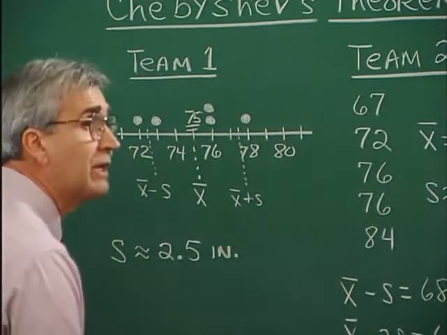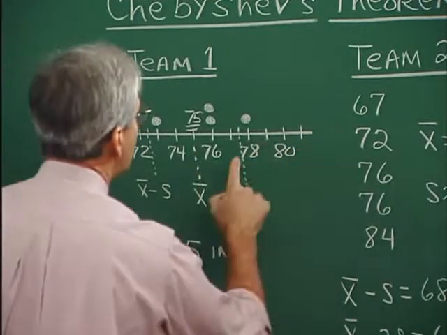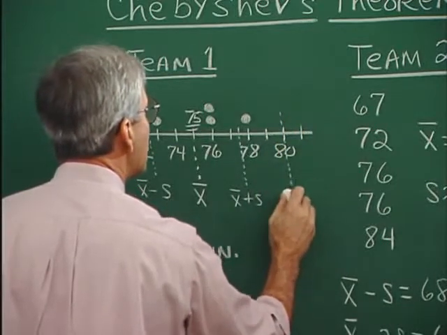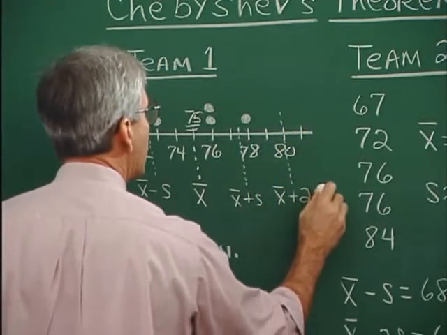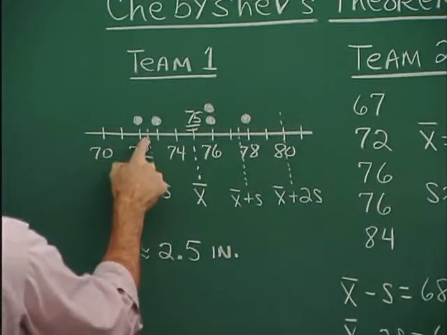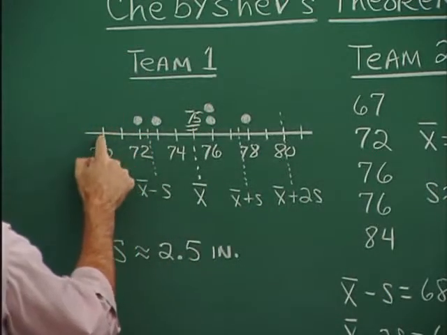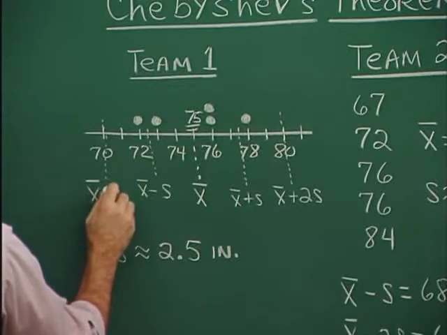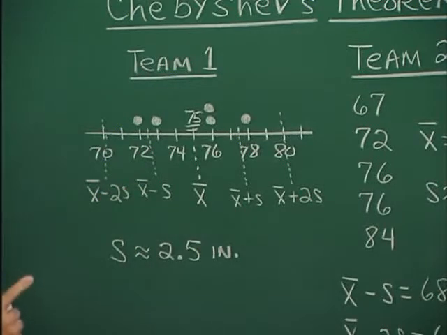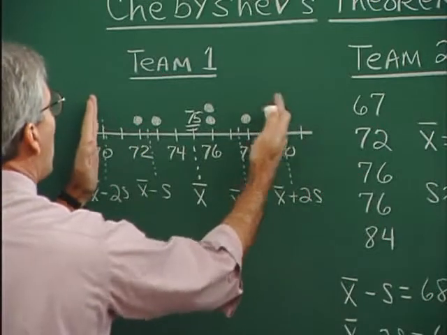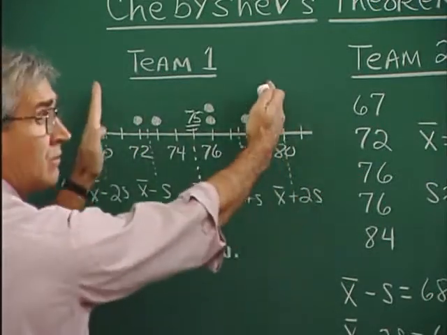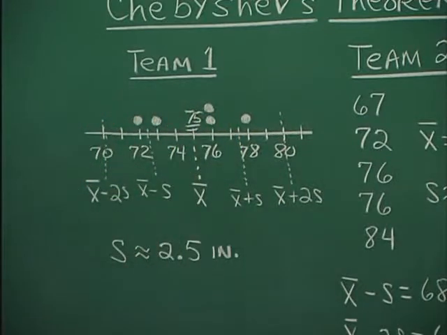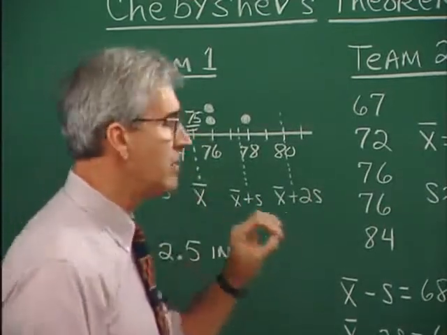Let's go another standard deviation away in both directions. Now in this direction I'm adding another 2.5, 1, 2.5, that's out to here. So this is x bar plus 2 standard deviations. And in the other direction, here we go with 2.5 in this direction, 1, 2.5, that's here at 70. So this is really x bar minus 2 standard deviations. Now notice that all of the data values are within 2 standard deviations of the mean in this particular sample.